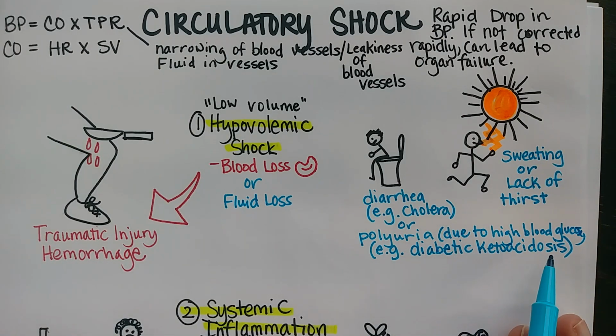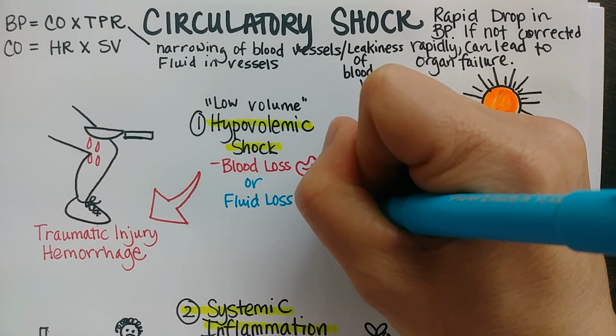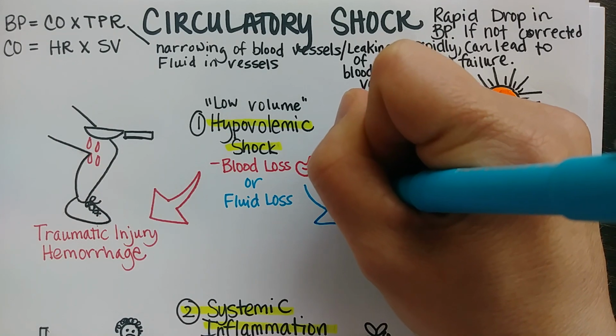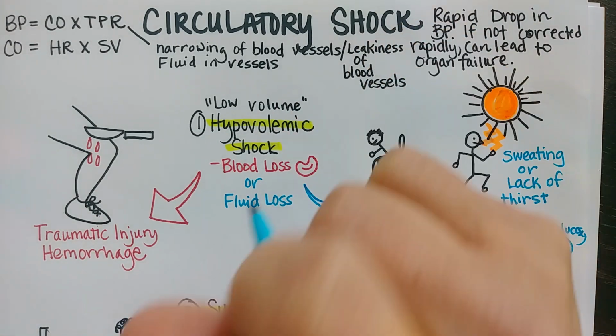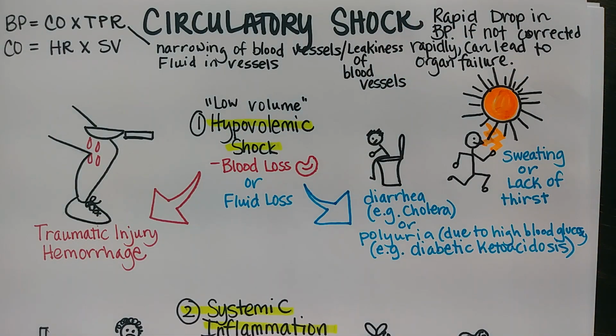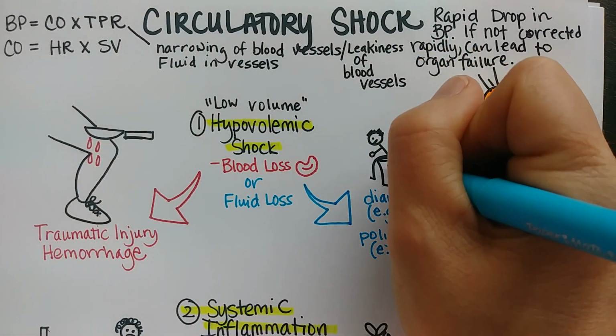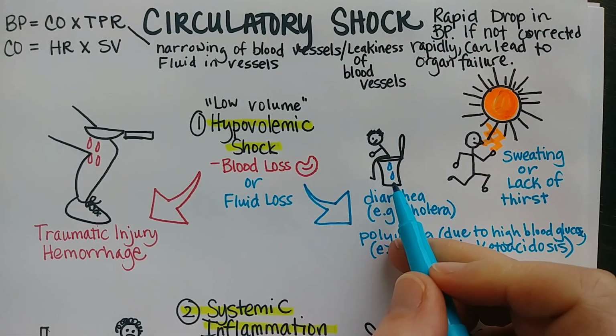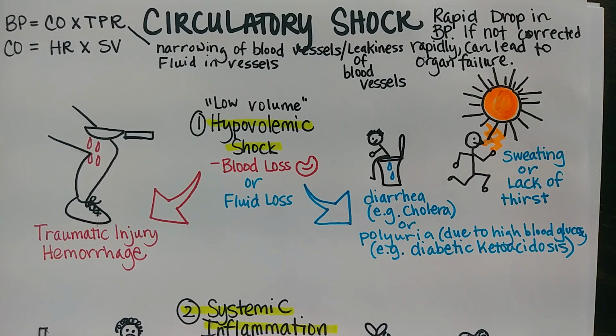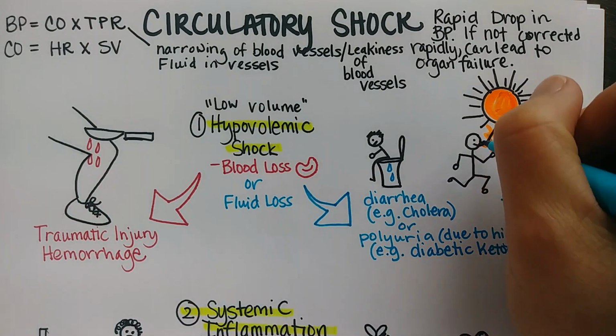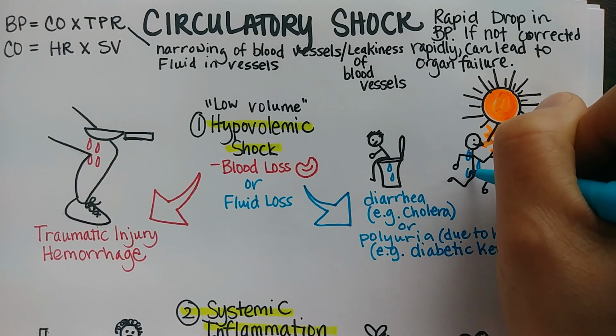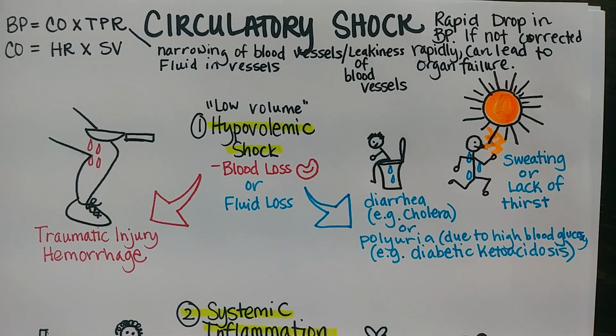Sorry, so that says due to high blood glucose. Okay, let's see if we can make an arrow this way. Some days I can do these arrows, and other days they don't work. So far, so good. So this would be from fluid loss, whether it is diarrhea, like a watery diarrhea, or sweating, or just not drinking enough water.